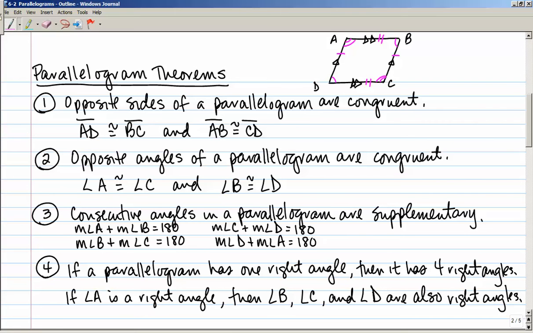Theorem number 4. If a parallelogram has one right angle, then it has four right angles. Now, it might seem kind of strange looking at this picture. None of those look like right angles. But remember, the definition of a parallelogram is that both pairs of opposite sides are parallel. So technically, a rectangle is a parallelogram, which we'll talk about in more detail in an upcoming section. But if one of these angles is a right angle, then all four of them have to be right angles, because opposite angles would have to be congruent, and consecutive angles would have to be supplementary.